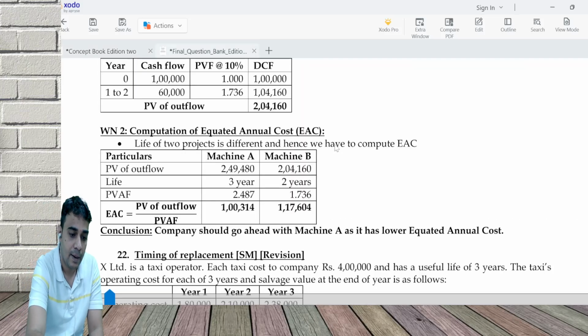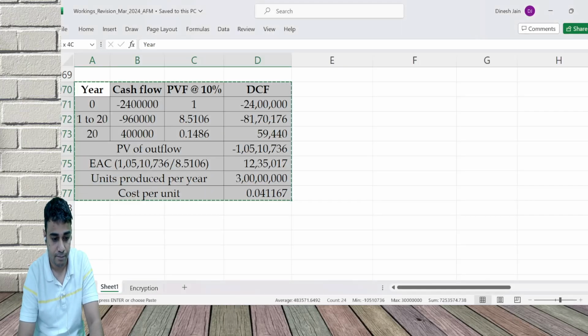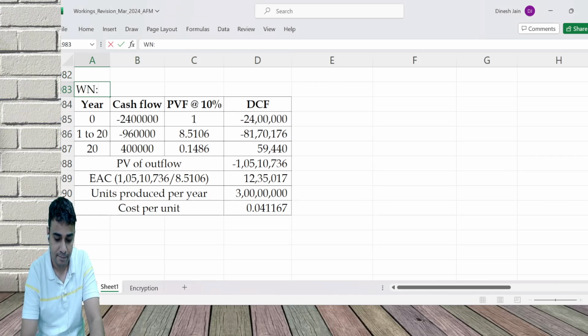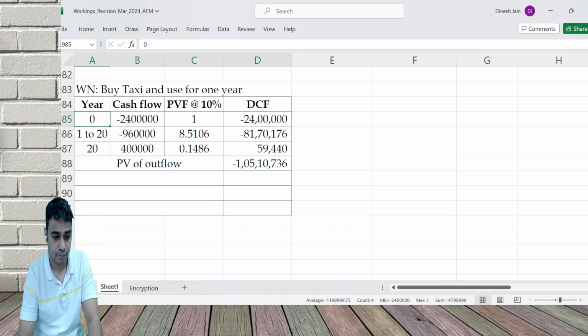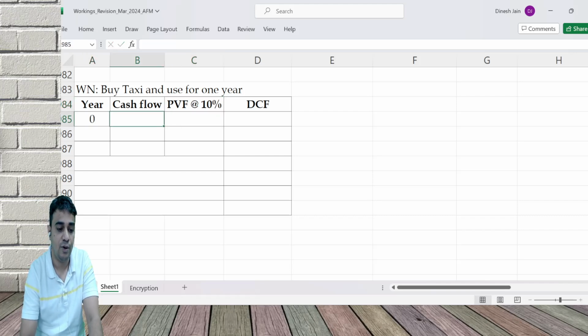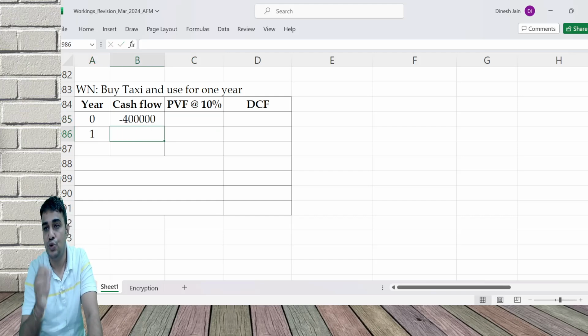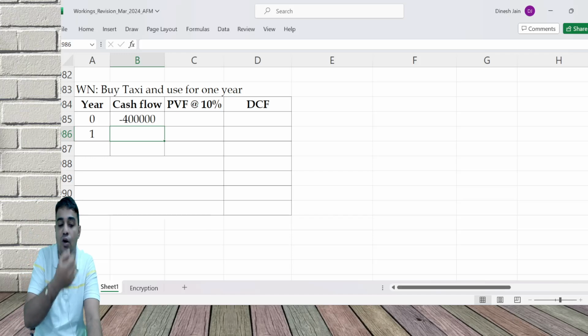Working note 1. Buy taxi and use for 1 year. PVF at what rate given in the question? Okay, 10%. Year 0, what is the outflow to buy the taxi? First year, use and sell it. Only 1 year you will use and sell it. What is the cost of using in the 1 year?